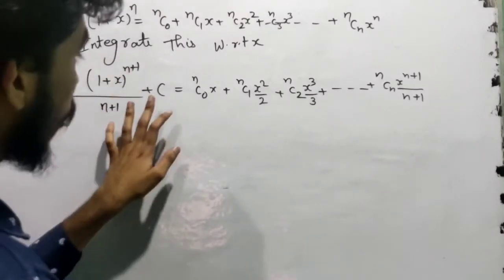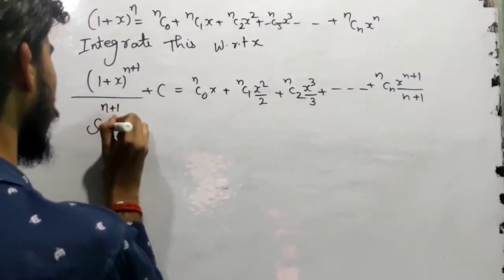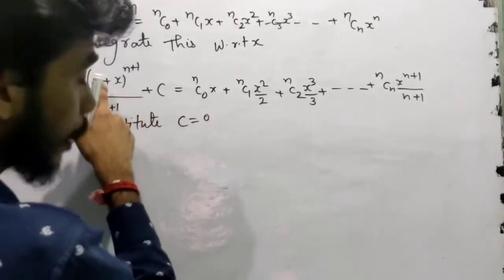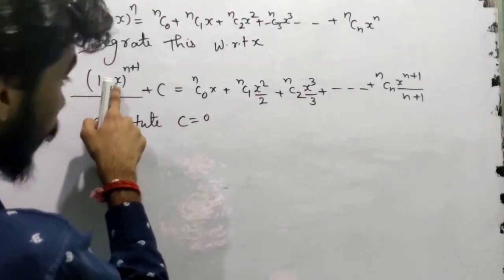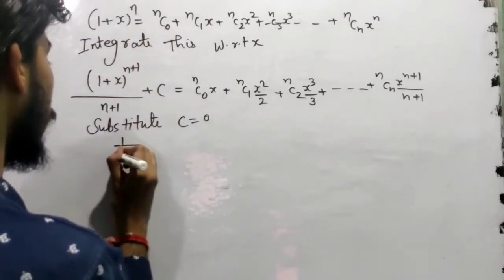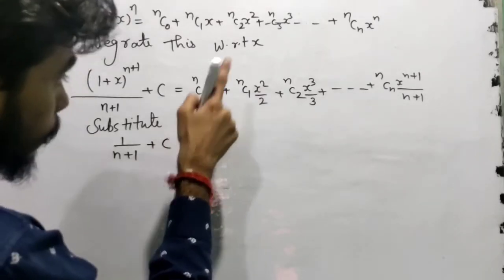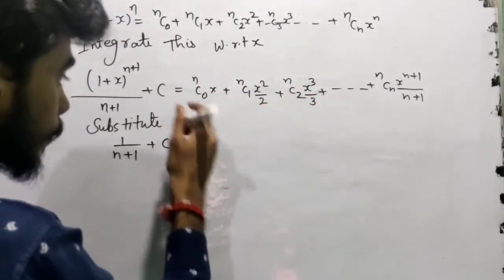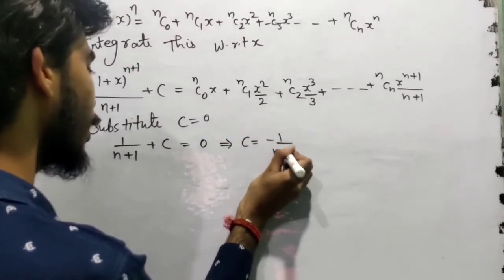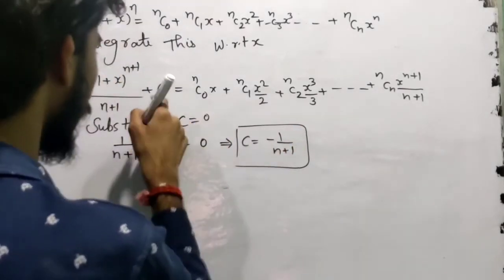So for finding c, substitute x equals 0. After substituting x equals 0, 1 plus 0 becomes 1, and the value of 1 to the power n plus 1 becomes 1. So 1 upon n plus 1 plus c, and here nC0 into 0 becomes 0. So all the terms will become 0. Therefore the value of c will be minus 1 upon n plus 1. So it is the value of c. Substitute here.